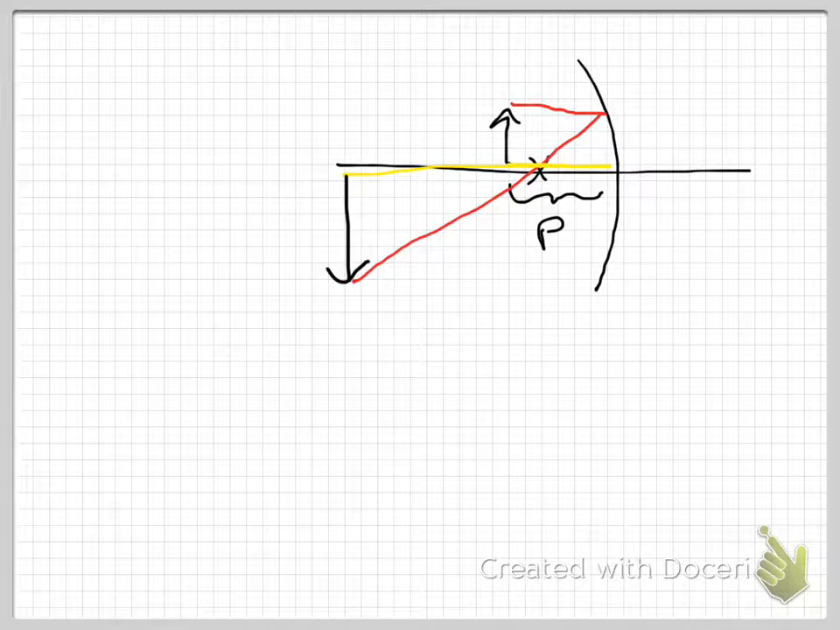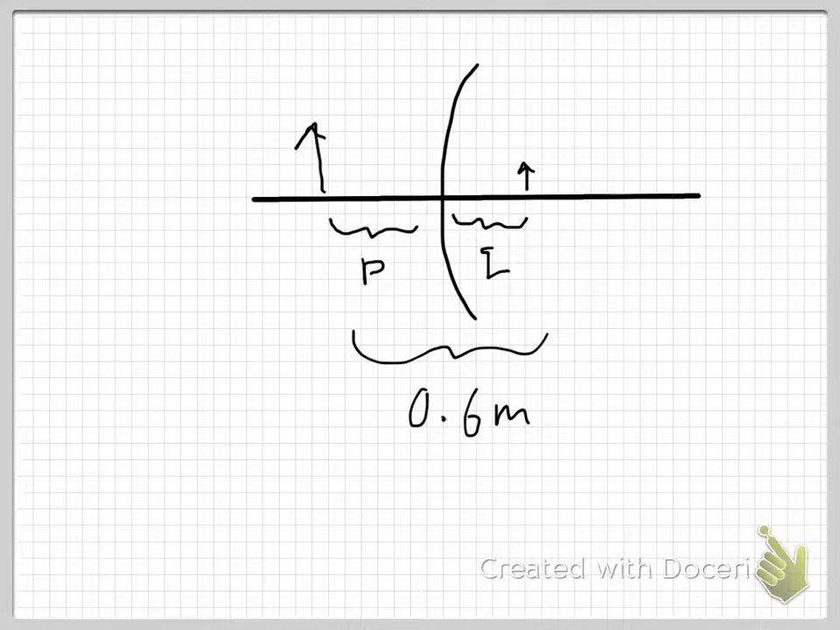So I should also point out that this image is real because it's on the same side of the mirror as the object. And another way to think about it is light rays can actually exist in this space, so that means the image is real. Okay, for the next part of the problem, we're asked to do the same setup, only this time with a spherical convex mirror. So I've drawn that situation here. We're still given that the distance between the object and the image is 0.6 meters.